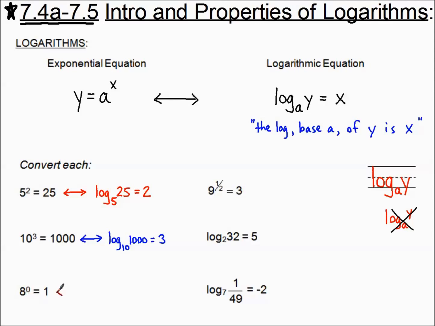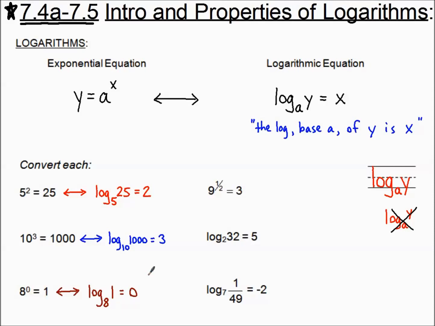Next one, let's convert this out of exponential and into logarithmic, so I need my log symbol. My base is an 8 this time, so I'll put this a little bit lower. Again, right with the tail of the G is a good idea. The number is 1, and that is equal to my exponent, which is 0. I can see my exponent right there. And that makes sense because anything to the 0 power is equal to 1. So 8 to the 0 is 1.